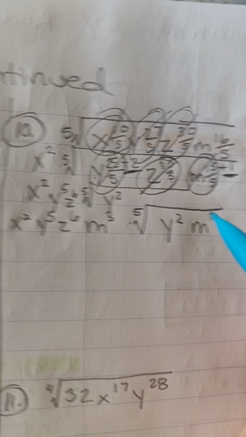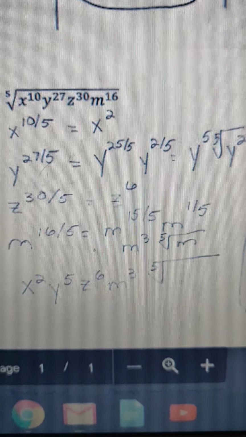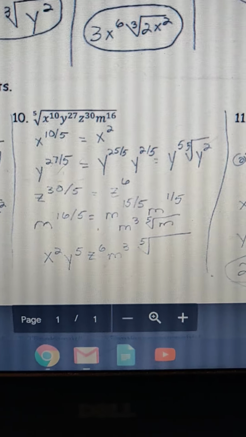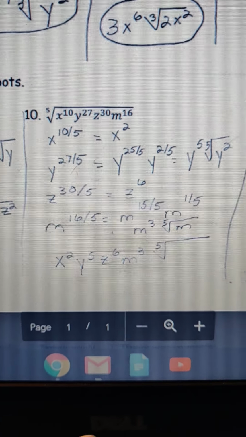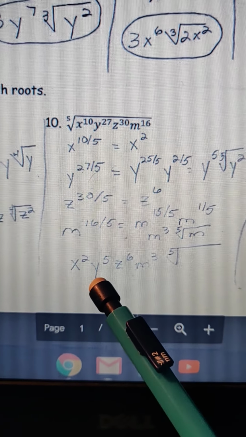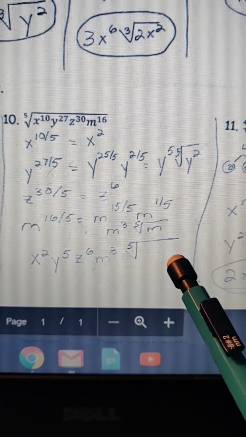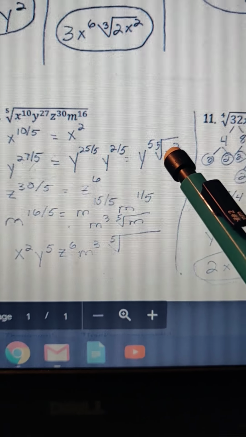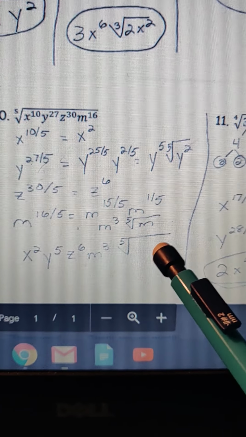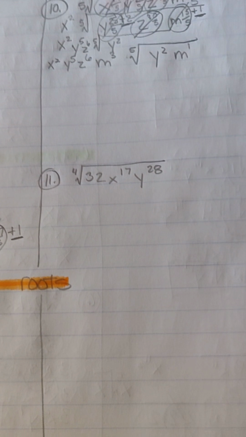So if we check that with what Miss Bayer has for number 10, she did not write her final answer. So we've got our x to the 2nd, y to the 5th, z to the 6th, m to the 3rd, 5th root. We've got y to the 2nd, which she has under here, and m to the 1st, which she has under there. We just didn't write the final answer part. That's okay. All right, number 11.